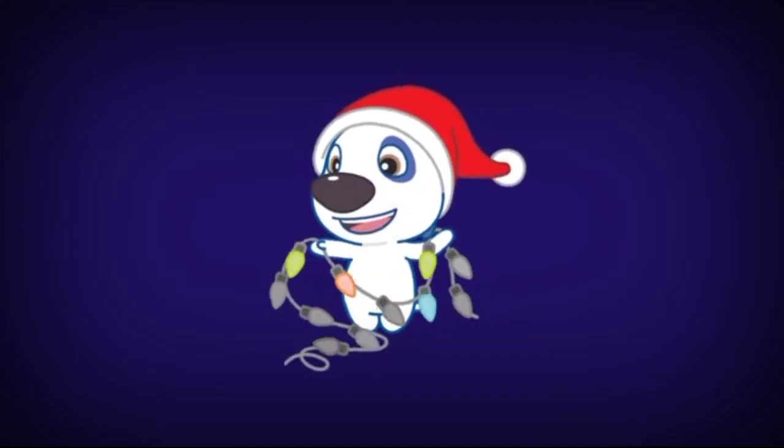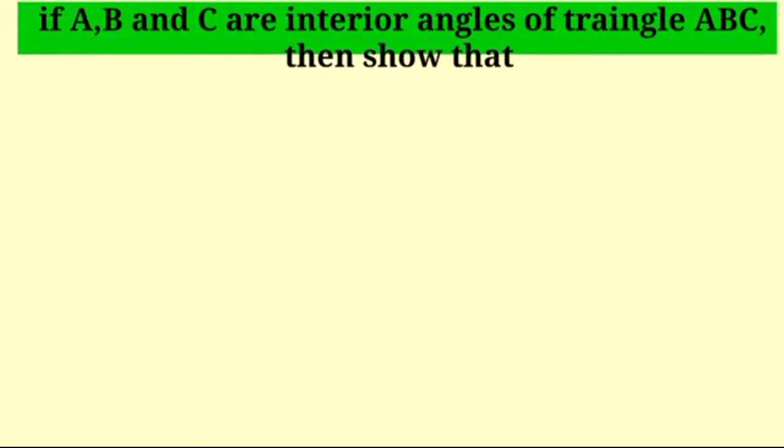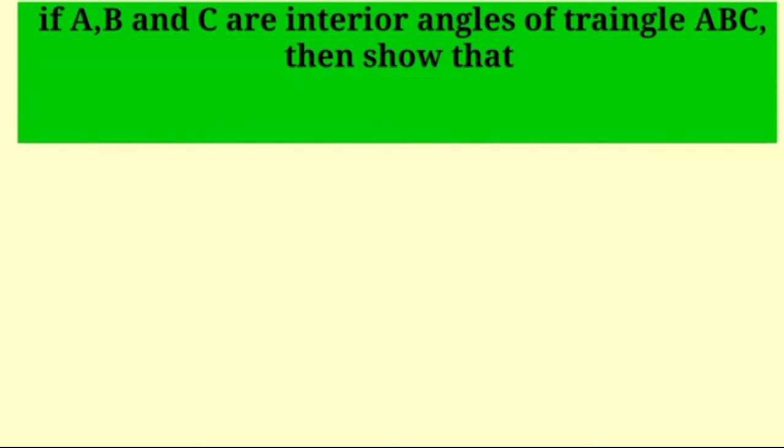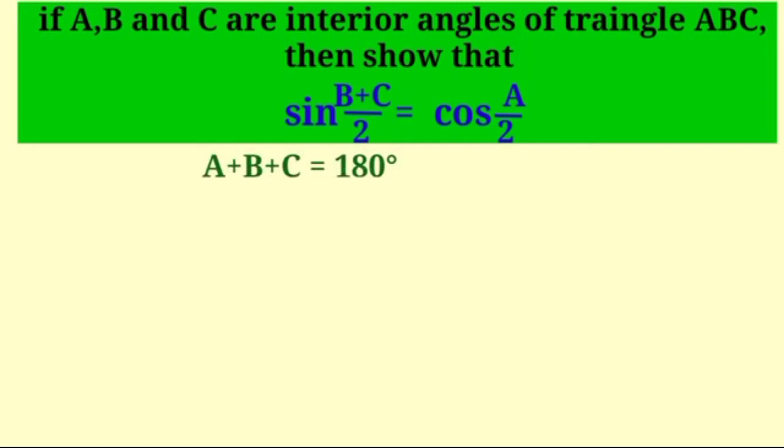Let us take a problem. If A, B and C are interior angles of triangle ABC, then show that sin of (B plus C) by 2 equal to cos A by 2. Given A, B and C are interior angles of triangle ABC, then A plus B plus C equal to 180 degrees.